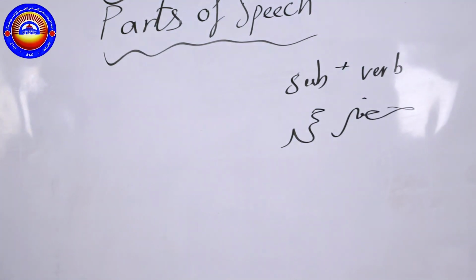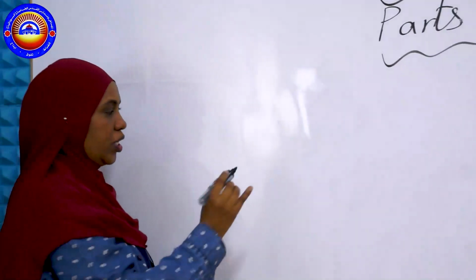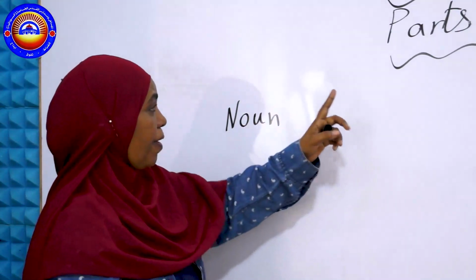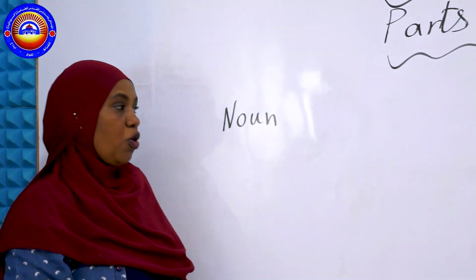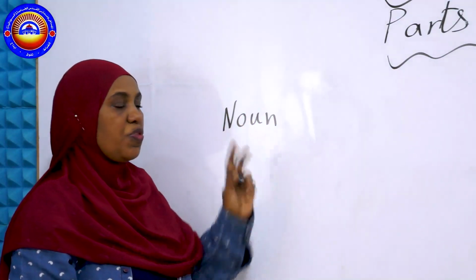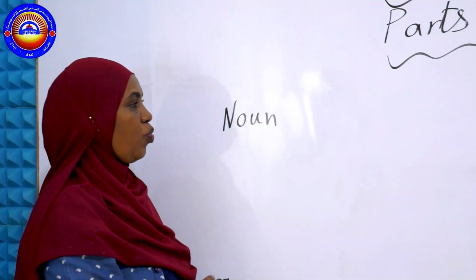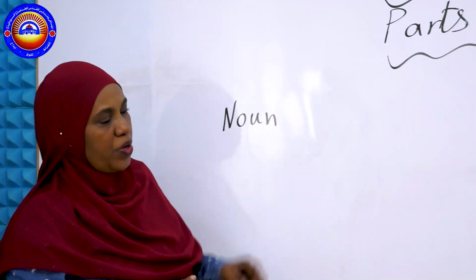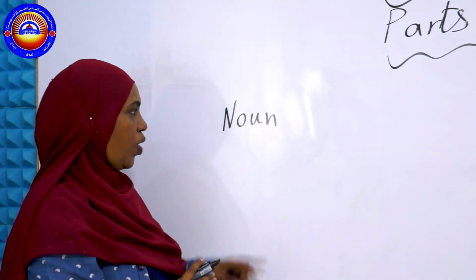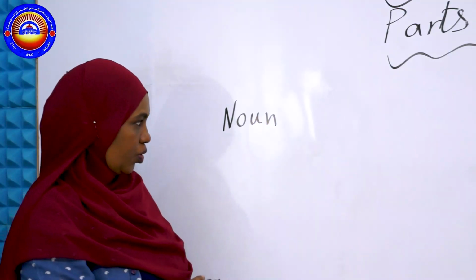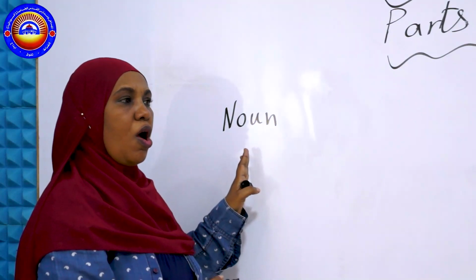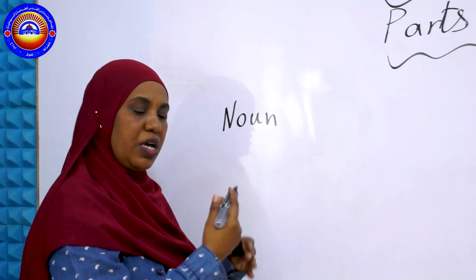So, first, we have what is called the noun. The noun is the important part of speech because we always start the sentence with this part of speech. You can't find a sentence in English that starts with a verb. They always start with the noun. So what is the noun, or how can we replace the noun with another thing?